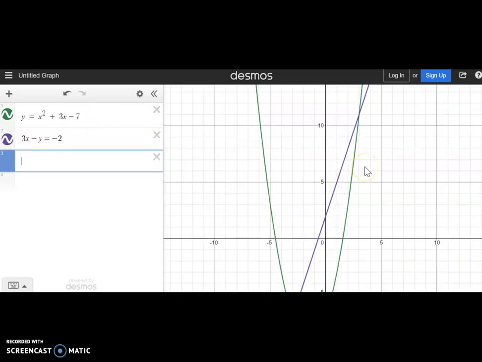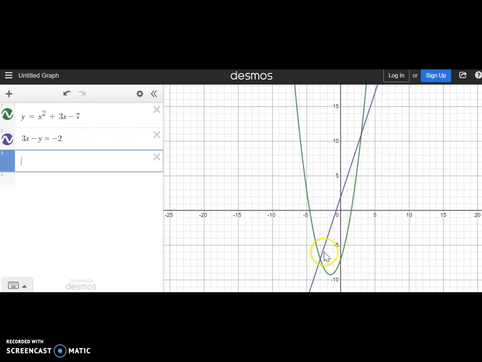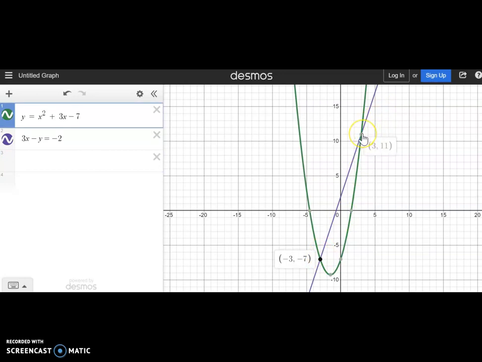That will be my second graph. And notice that if I were to zoom out, I have 2 points of intersection, one at (-3, -7), which is one of our answers, and the other one at (3, 11), which is our other answer, which confirms that our substitution method was correct.